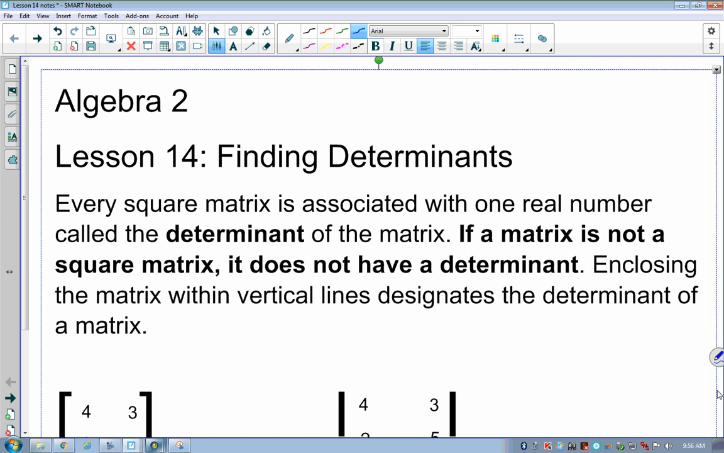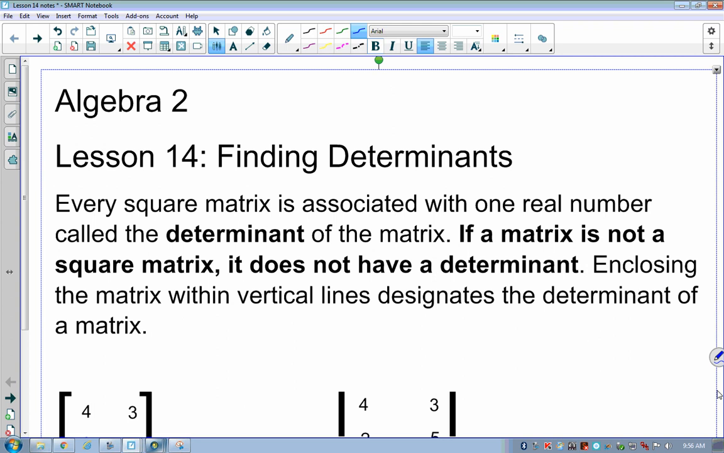All right, so every square matrix is associated with one real number, which means we can take the data from this matrix and get it down to just a single number. No matter how big the square matrix is, I can get it down to one single number, all right? And that's called the determinant of that matrix. If a matrix is not a square matrix, it does not have a determinant. We cannot find it. It has to be square, okay?